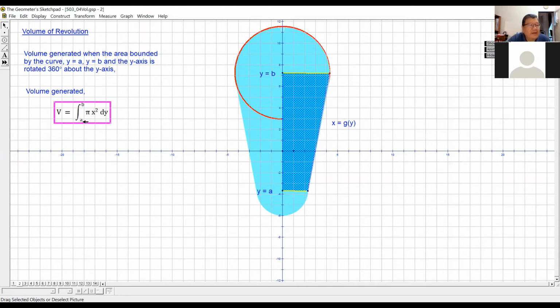Now let me explain the limits first. This is y equals a and this is y equals b. About the y-axis, it is dy. Before you substitute, the formula inside is pi x squared dy. Now you cannot integrate x squared with respect to y, so you have to change this x squared into a function of y. Then you can integrate.